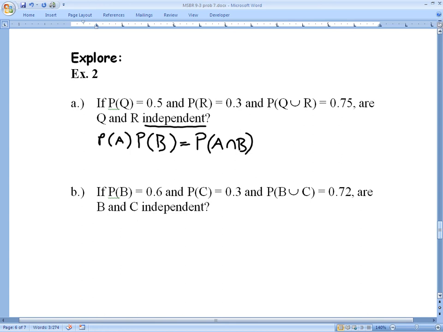So I would take my 0.5, I should probably rewrite this. Again, the A is going to be like the Q, and the B is going to be like the R. And so, actually, let me clean that up.